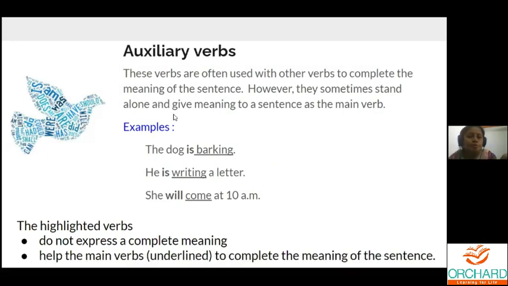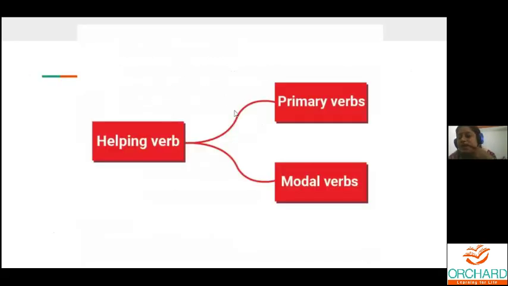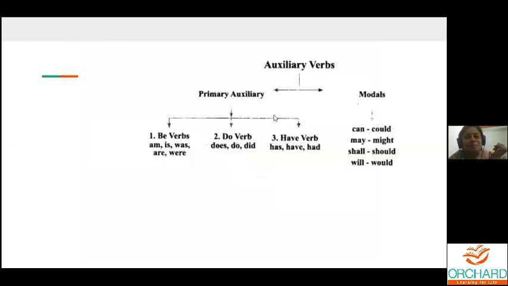So for helping verbs there are two types: primary auxiliaries and modal auxiliaries. We'll say it as modals. Primary auxiliaries are be verbs: am, is, was, are, and were. Do verbs: does, do, and did. Have verbs: has, have, had. And modal auxiliaries: can, could, may, might, shall, should, will, would.